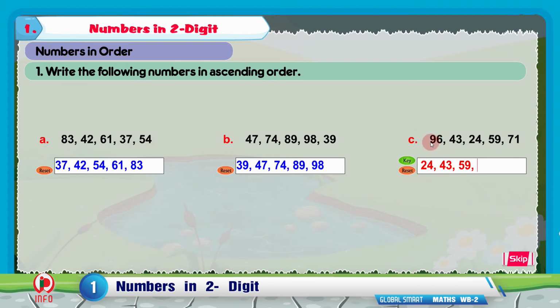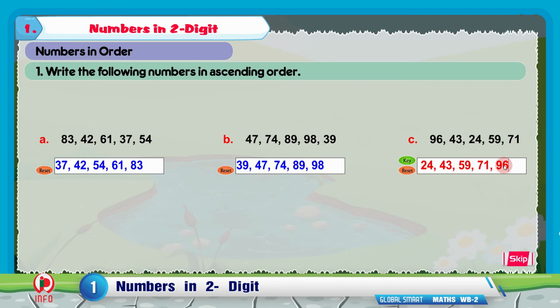Now the remaining numbers are 96 and 71. Among these two, 7 and 9, we have to compare the digits in tens place. 7 is smaller than 9. So we have to write 71. 71 is smaller than 96. So we have written 71 and the remaining number here is 96. 96 is the greatest number. 24 is the smallest number.